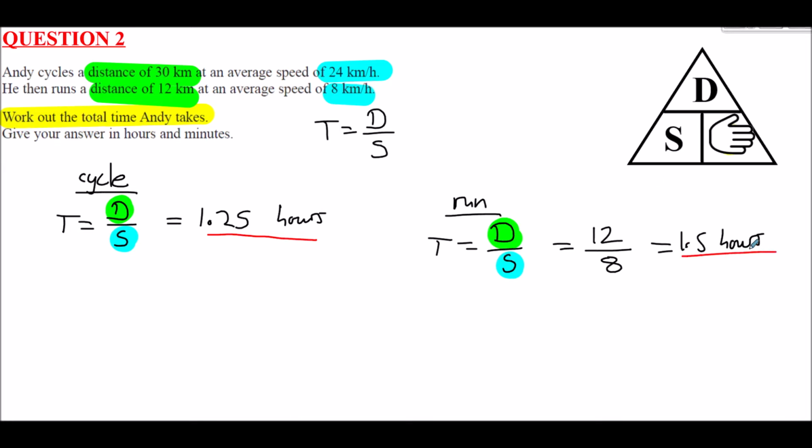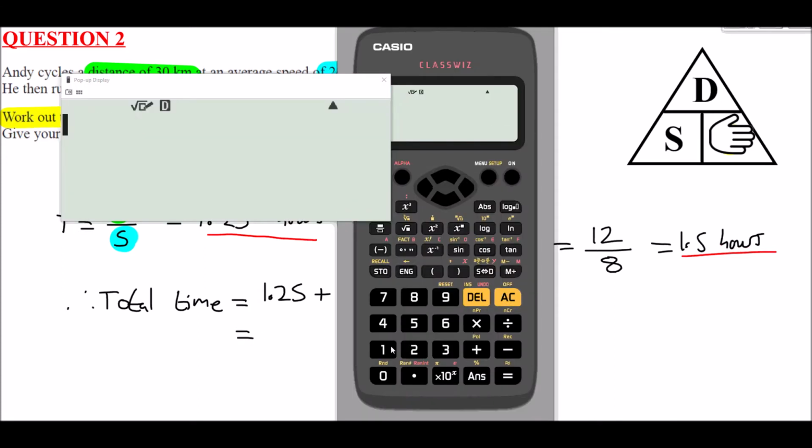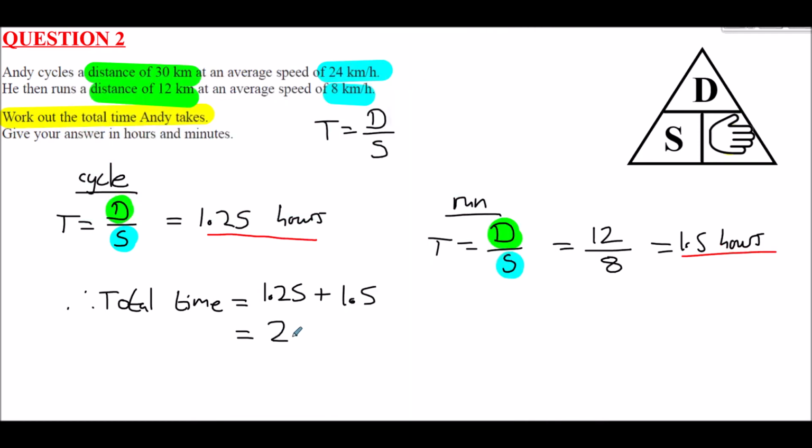So we want to know the total time he takes. So all we need to do now is to add together the time taken from the cycling, which is 1.25 hours, and add to that the time he spends running, which is 1.5 hours. So 1.25 plus 1.5. Again, by all means, please do use your calculator. But you should get there, 2.75. 2.75 hours.